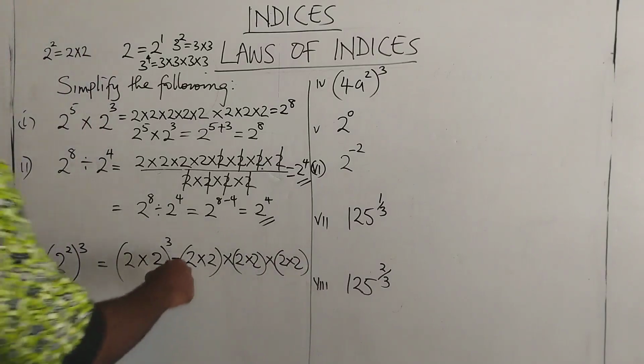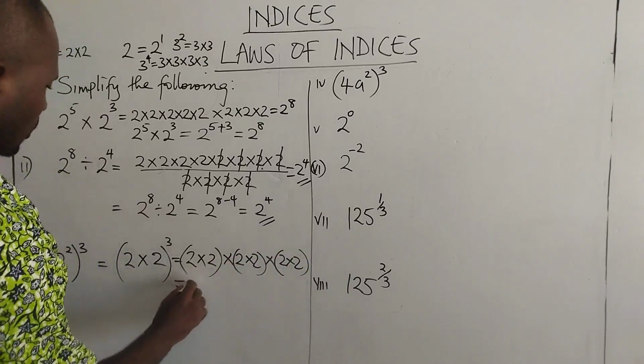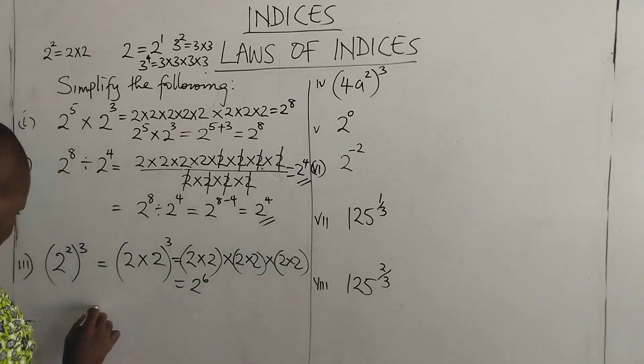And at the end, by the time you count it, 1, 2, 3, 4, 5, 6, you arrive at this as your answer. Now, the power law is telling you that instead of doing it this way, why not shorten it like this?